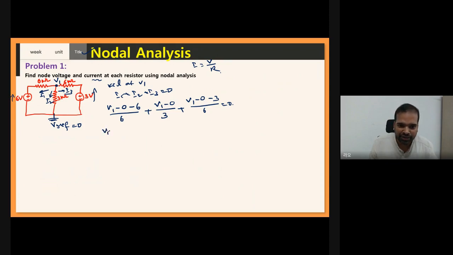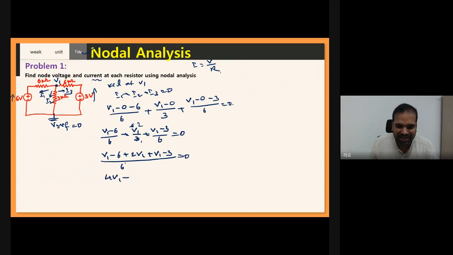Now from this, we need to find V1. Therefore, I can write (V1 minus 6) by 6 plus V1 by 3 plus (V1 minus 3) by 6 equal to 0. Then what is the LCM here? 6. So I will get V1 minus 6, plus 2V1, plus V1 minus 3 equal to 0. Therefore, how many V1s? 2, 3, 4 V1, and minus 6 minus 3 is minus 9, equal to 0. Therefore, V1 equals 9 by 4, which is 2.25.